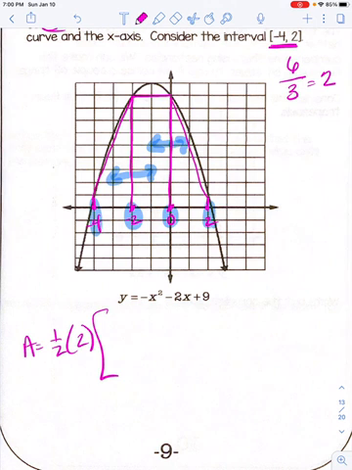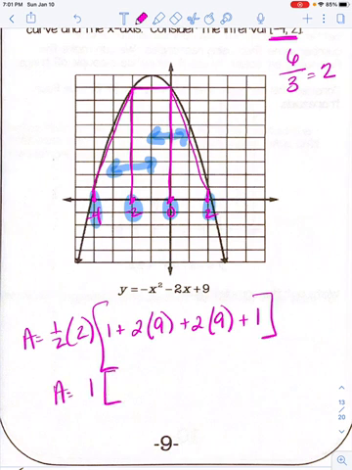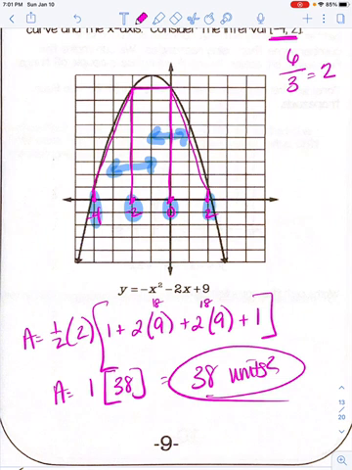Okay, so here I go. I am going to plug -x² minus 2x plus 9 into my calculator, and I'm going to go to my table. So pause this, type that in so you can see those values. So at -4, it's at 1. And then I've got 2 times the value at -2, which is a 9. And then I've got 2 times the value at 0, which is 9. And then I only have one of the values at 2, which is 1. 1/2 times 2 is a 1. That's 18, 36, 37, 38. So 38 units squared.